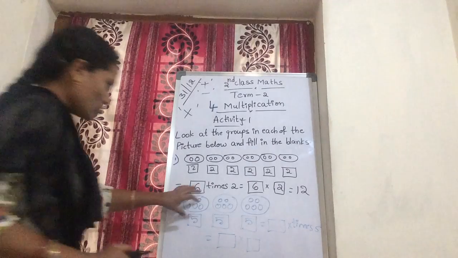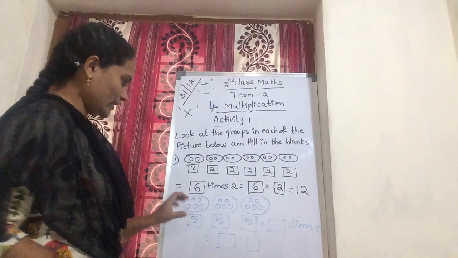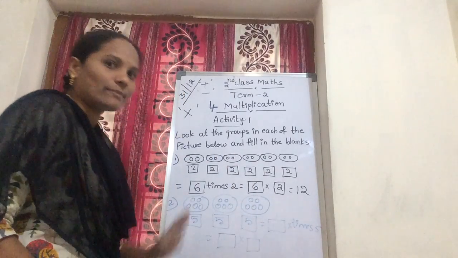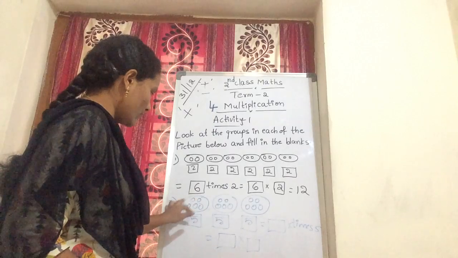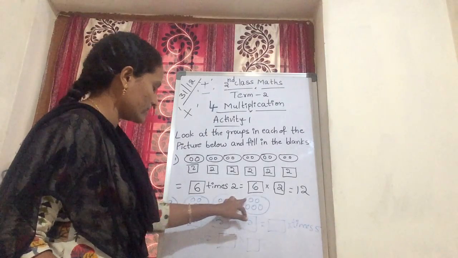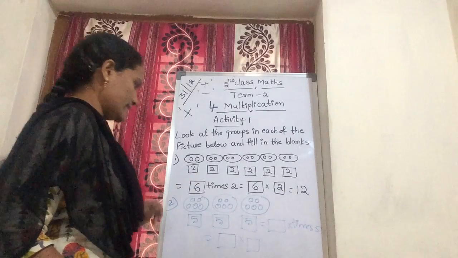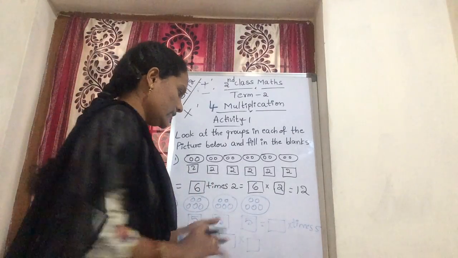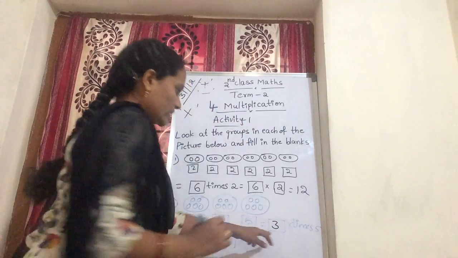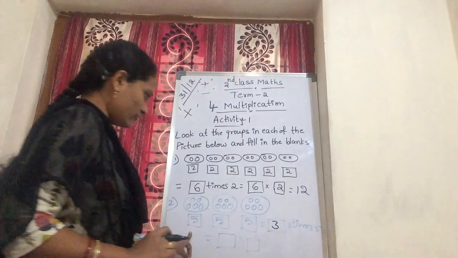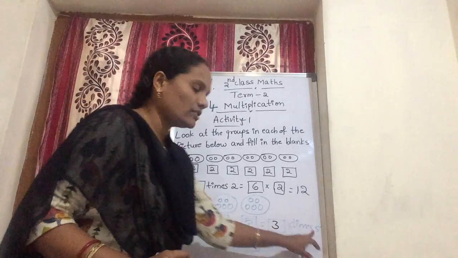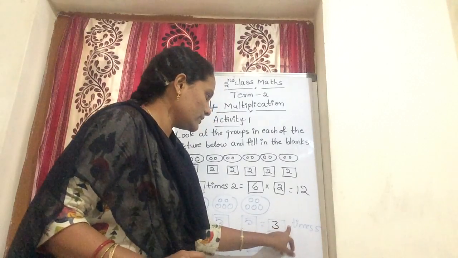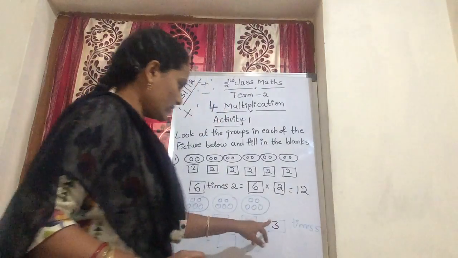Now next, one more example. In each group, how many balls are there? 5 balls. Here, how many times is it repeating? 3 times. Here also 5. In the third group also there are 5 balls. So 5, 5, 5. How many times repeated? 1, 2, 3. 3 times. So 3 times what is repeating? 5. 3 times repeating the 5. So 3 times 5.